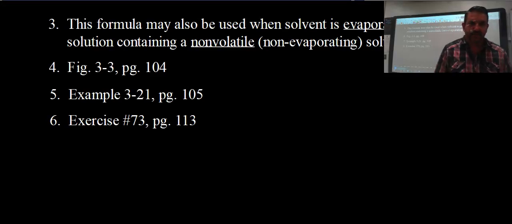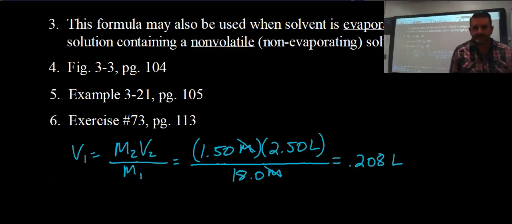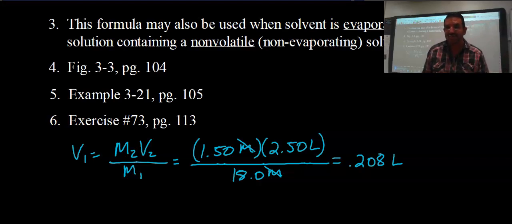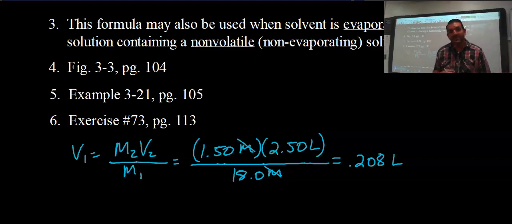All right, go ahead and pause the video. Work on number 73 on page 113. So this time we're trying to find V1, the volume of the concentrated solution needed to make a diluted solution. So we get 0.208 liters. I'm going to leave it in liters, though this is not really a useful value, but it will be for the next step I want you to add to this calculation. So it's 208 milliliters, but again, our solution has a volume of 2.50 liters.